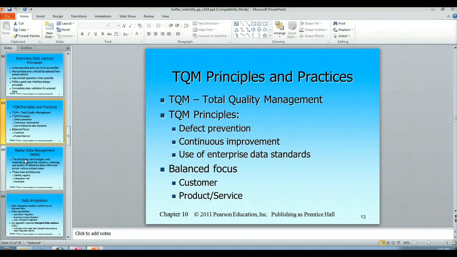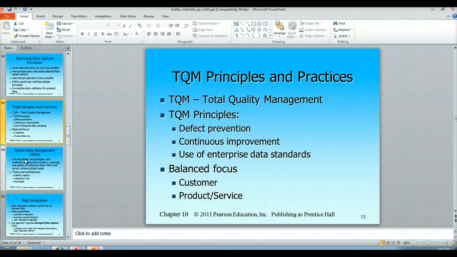And then we talk about the total quality management principles and practices. This kind of gets into Six Sigma type of things. So you want defect prevention, continuous improvement, and use of enterprise data standards. And again, you need some kind of balanced focus.